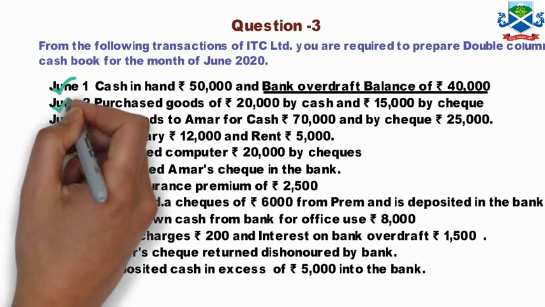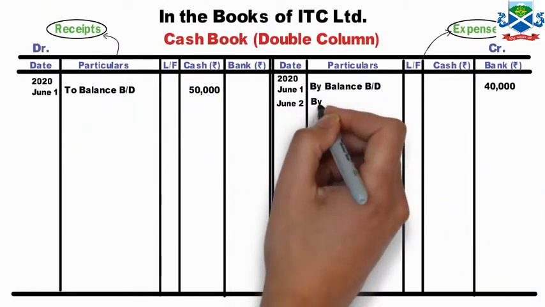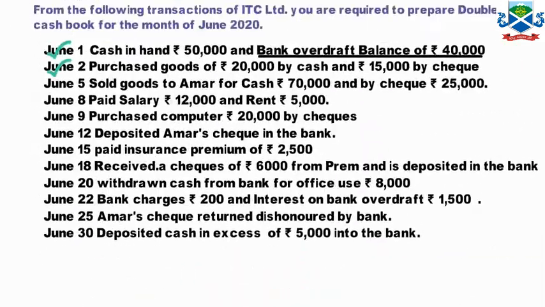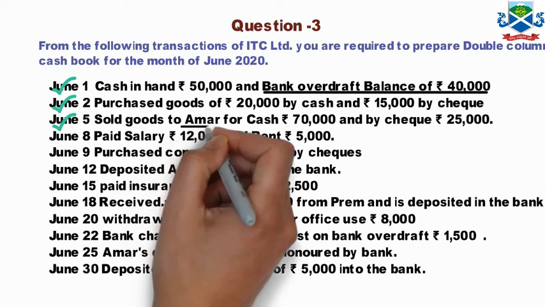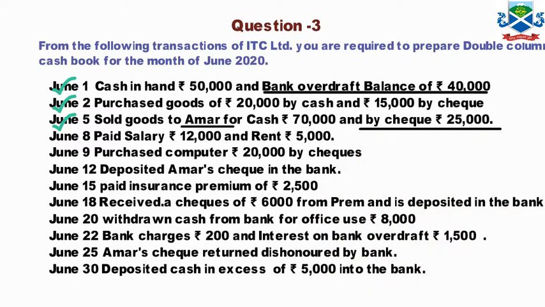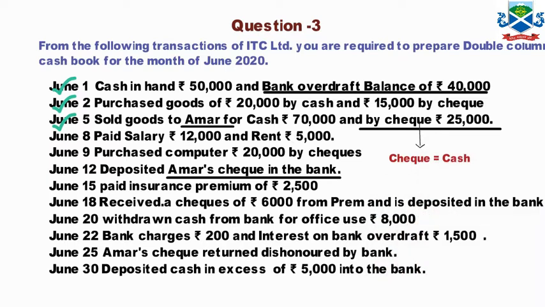Now June 2nd, purchase goods 20,000 in cash and by check, so by purchase we will write cash 20,000 and 15,000 check, that is bank. Now sold goods to Amar for cash and by check 25,000. We receive the check from Amar. When you receive a check, we learned in part 1 that you have to check whether that check is deposited on the same date or on a following date. Over here, on June 12th Amar's check is deposited into the bank, so on the date of receipt we will consider the check equal to cash on the day of June 5. That is part 1, we have learned it.